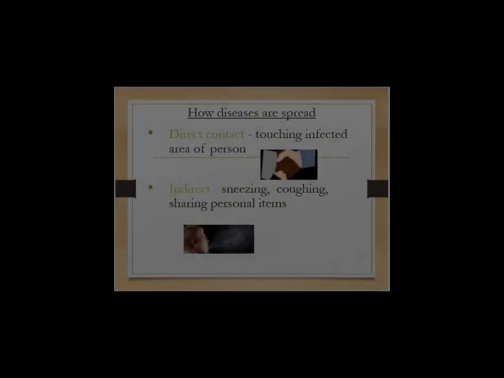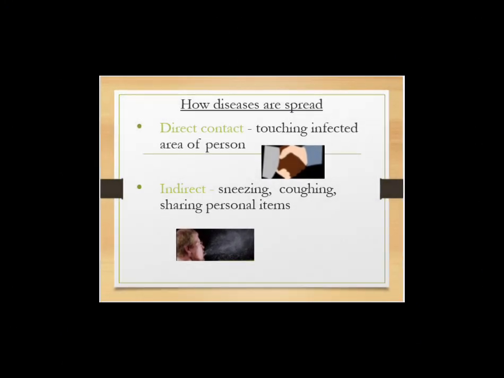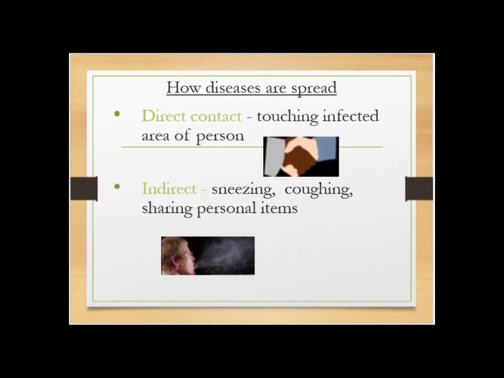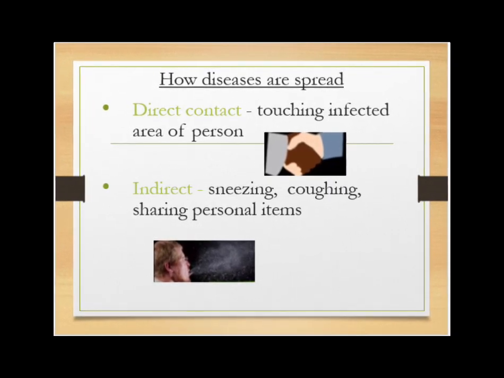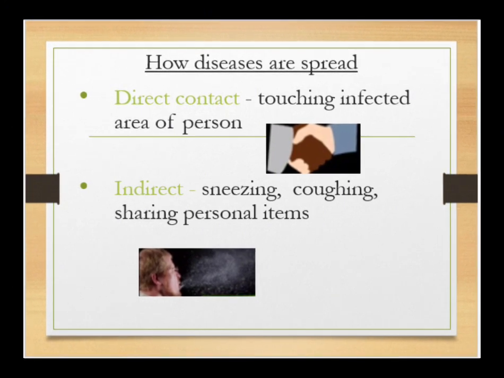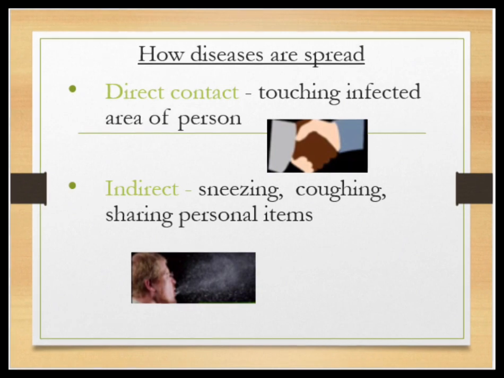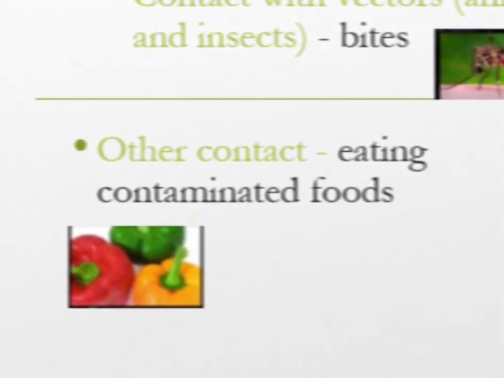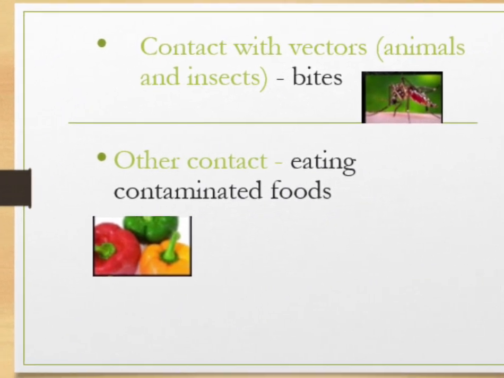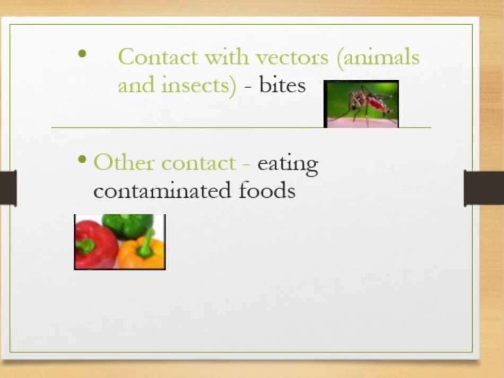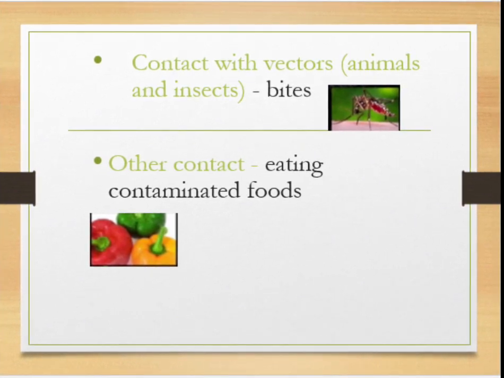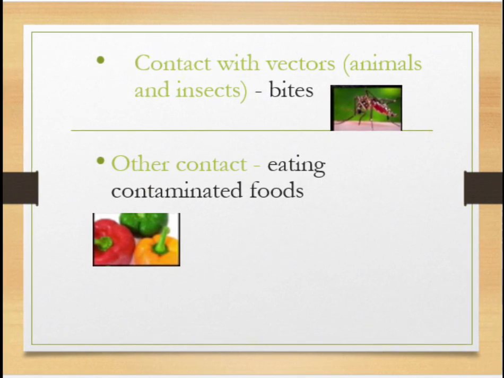Want to look at how diseases are spread. The first method we are going to look at is direct contact. Touching an infected person or infected area can result in spread of communicable diseases. And also indirect contact: sneezing, coughing, sharing personal items such as needles can result in communicable diseases. Then we look at contact with vectors. If you are bitten by a mosquito, it can result in spread of malaria, or if you are bitten by a dog which is infected by rabies, it can cause rabies. And for other contact, if you eat contaminated food, it can cause certain diseases such as cholera.